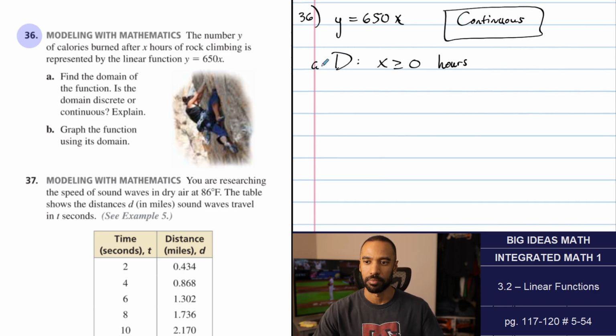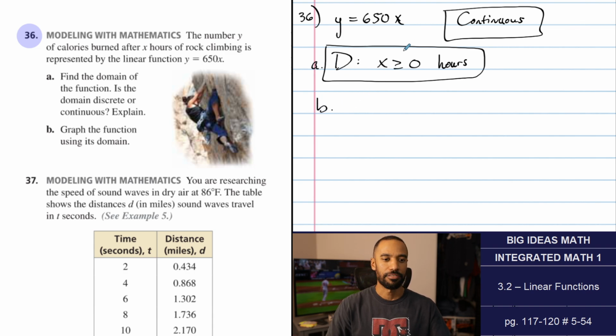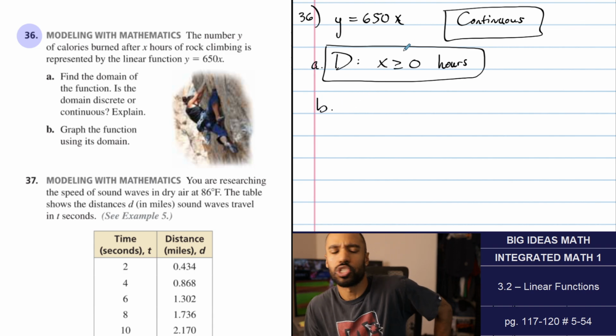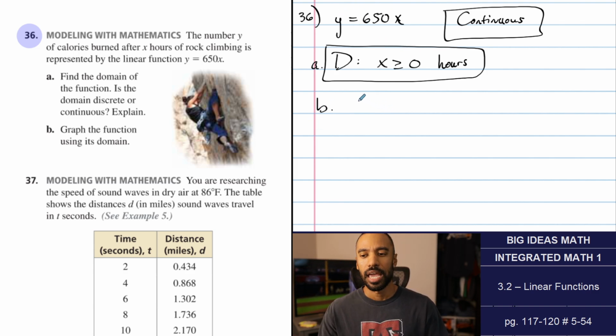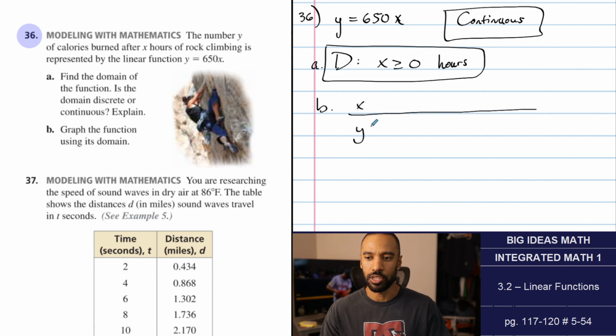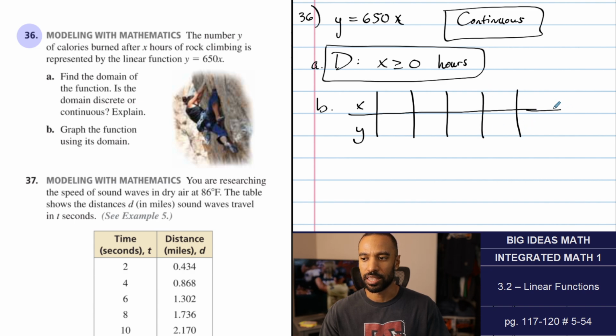That is part A. Part B. Graph the function using its domain. Now, there are only so many points that we can plot, especially since y equals 650 times x. In this same vein, we will be doing a table and choose values that are kind to yourself. Even though it's continuous, we'll just connect the dots after.